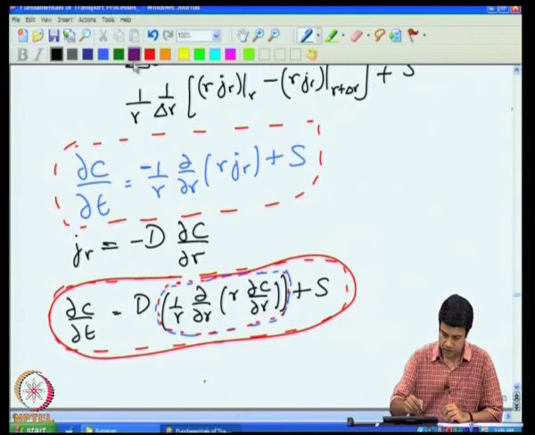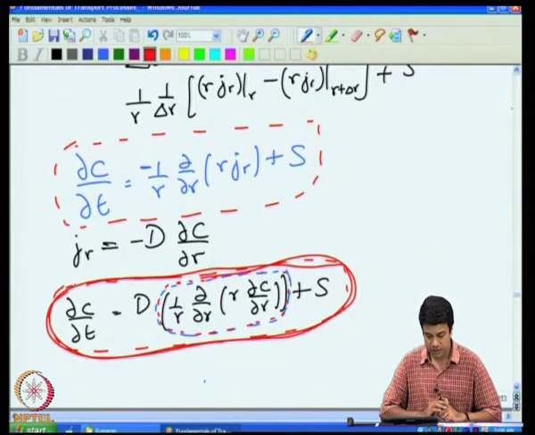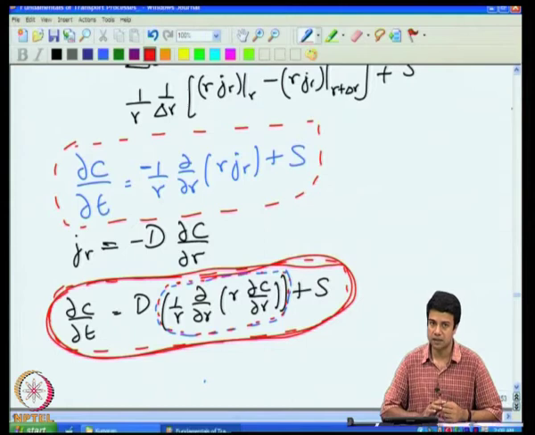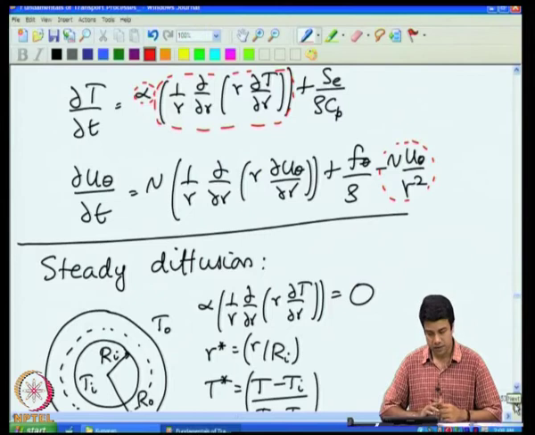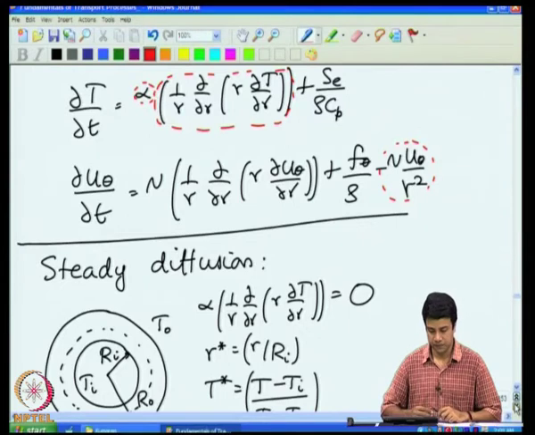So, this was the concentration diffusion equation, where S is the source. Note that it has the operator 1 over r d by dr of r times dc by dr, not just a simple second derivative that we had in a Cartesian coordinate system. Similarly, one can write down equations for the temperature field as well as for the angular velocity field. I told you the velocity can be in two directions. One is the axial velocity, for example, the flow in a pipe. The velocity is in the axial direction along the axis.